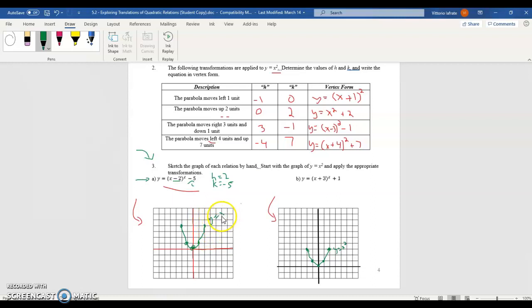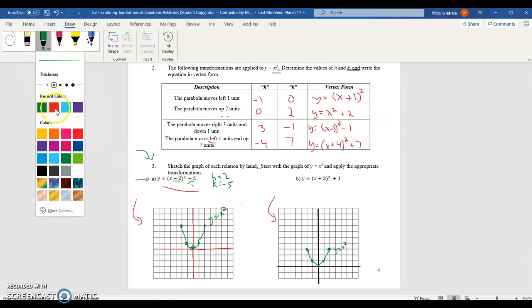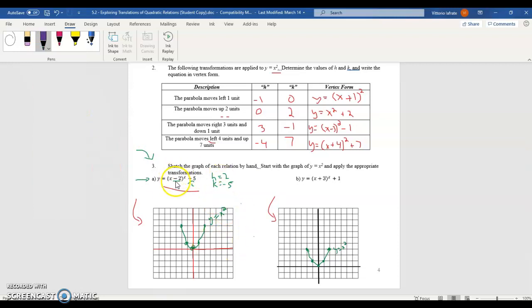So again, I'm going to do my horizontal movement first. Let's make it purple. Horizontal movement, my h is in brackets here. We have negative 2, so my h is positive 2. So we move 2 to the right, so 1, 2 for the 0, 0 point. And then we move 5 down, so 1, 2, 3, 4, 5. So here's that point moved down 5.